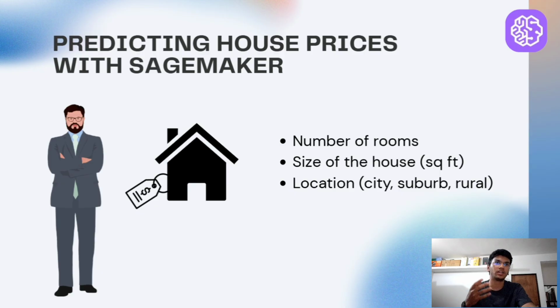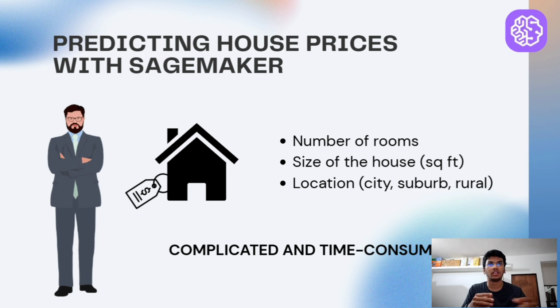So normally, what we need to do is collect a lot of past housing data, then clean and prepare the data, and write machine learning code, then train the model on powerful computers, then deploy the model so your app or website can use it. But this is a really complicated and time-consuming process. So to overcome this, let me show you how SageMaker makes this process much easier and faster.